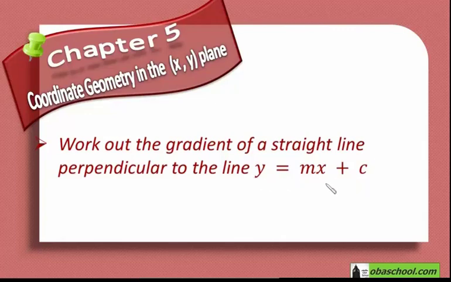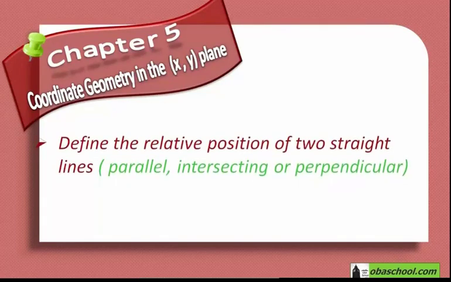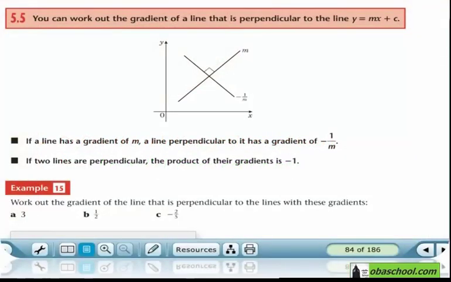Before proceeding with that objective, let's take a smaller objective, which is how to define the relative position of two straight lines. When are these lines parallel? When are they intersecting? And when are they perpendicular? Again, this objective is in section 5.5 and it is to work out the gradient of a line that is perpendicular to the line y equals mx plus c.